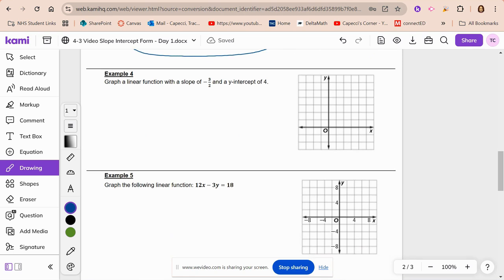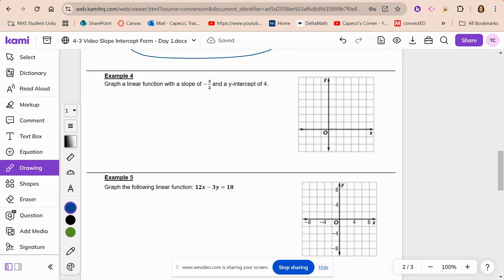All right, so let's do a little bit of graphing here. So first we have to write the equation. We're going to have to graph a linear function with the slope of negative 3 over 2 and a y-intercept of 4. So let's first put it in slope-intercept form. So I have negative 3 over 2, right? That's my slope, x plus 4. Okay, so right here, that's my y-intercept. So that's where I'm going to start. 1, 2, 3, 4. That's where I'm going to start here.